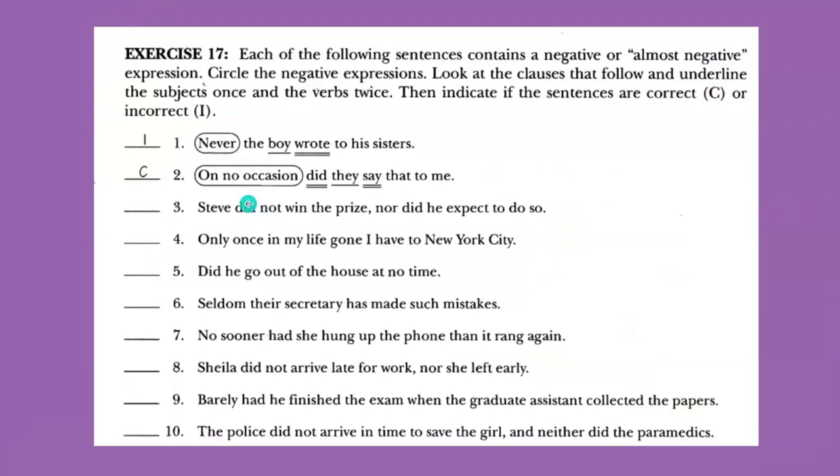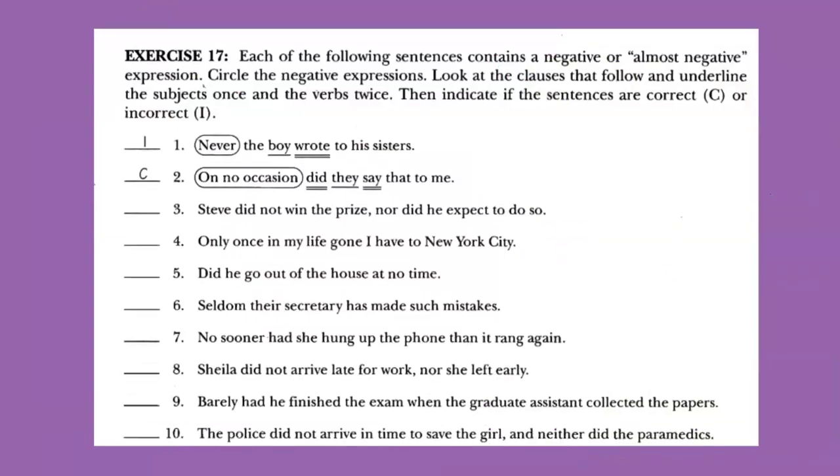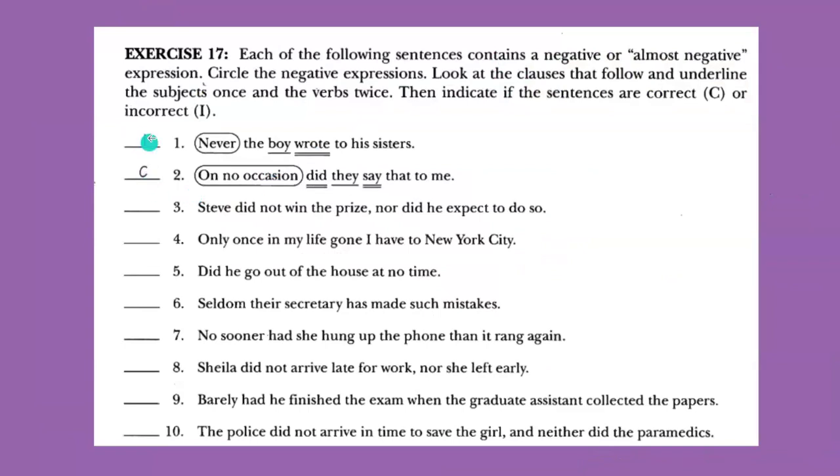Let's see the examples. "Never the boys wrote to his sisters." If you remember, never is a negative expression, so I should invert subjects and verbs. That's why it is incorrect. Number 2, "On no occasion did they say that to me." This is correct. I have a negative expression at the beginning, therefore I invert subjects and verbs. Okay? So answer exercises 3 to 10, and we'll check the answers together.